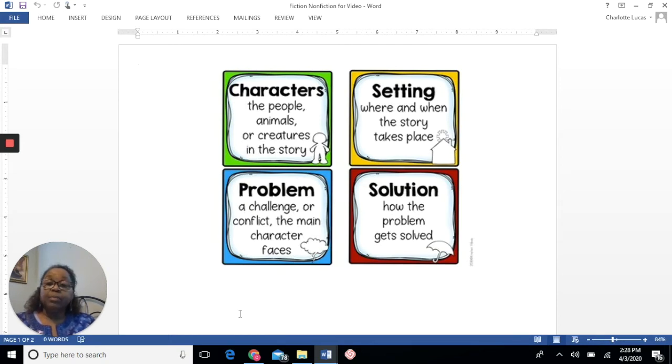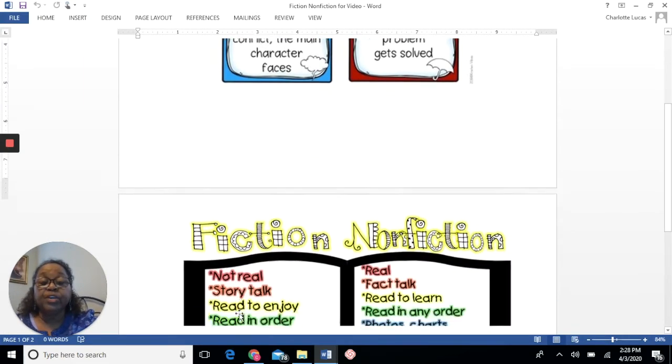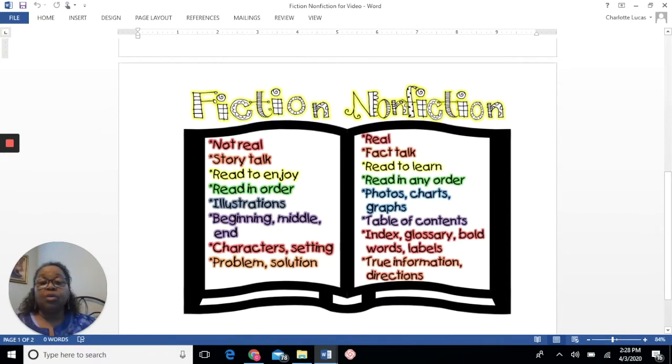The characters are the people in the story. The setting is where the story takes place. And a nonfiction story does not have a problem, but a fiction story has a problem and a solution. When we're reading a book, we always try to figure out what type of book we are reading. Are we reading a fiction book or a nonfiction book?